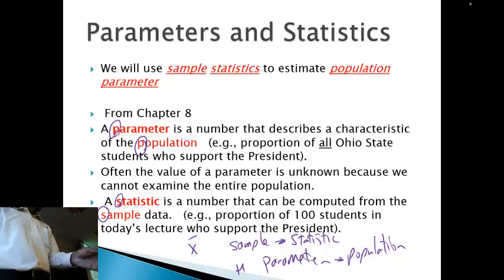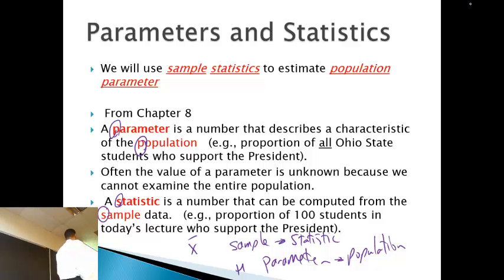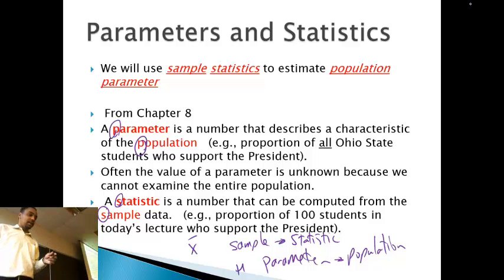And then we have these proportions of all Ohio State students who support our new president, right, Dr. Drake. So that could be a proportion. And then, of course, a proportion of 100 students in today's lecture. Well, we don't have 100 students today in this lecture. Then we got 50. Then we got 60, 70. No, we got 60. All right. Then, of course, that's going to be our sample data.